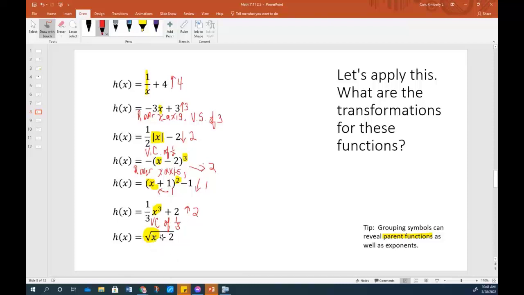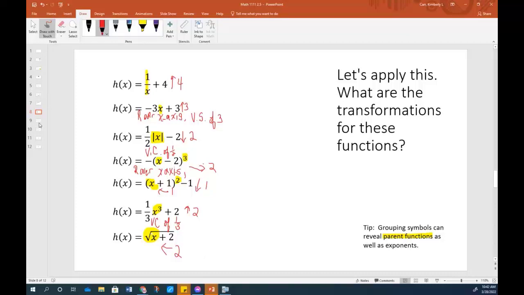And on our last one here, this one's with the x, so it's lying. It's an addition or subtraction. Any addition or subtraction is a slide: up, down, left, right. Since it's with the x, it is sliding it left or right. It is lying, like x, so it is actually moving it to the left 2 units. So those are the transformations.